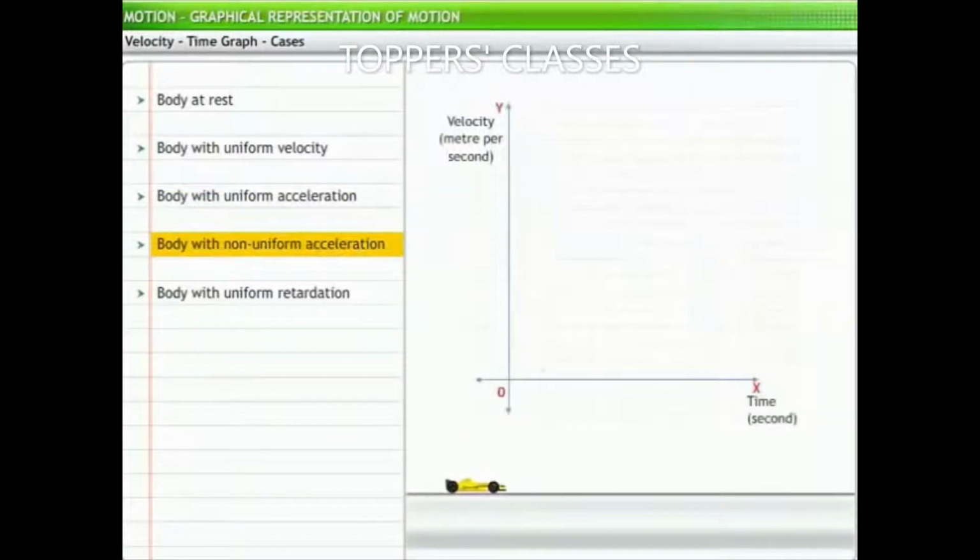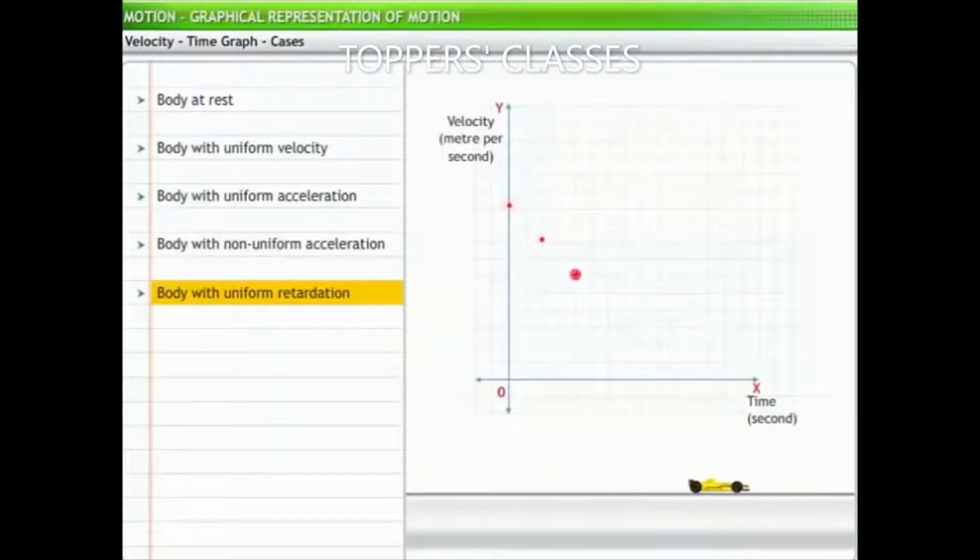This is because in this motion, the velocity of the body increases uniformly with time. The velocity time graph for a body moving with non-uniform acceleration is a curve and not a straight line. The velocity time graph for a body moving with uniform retardation is a straight line making an obtuse angle with the x-axis.